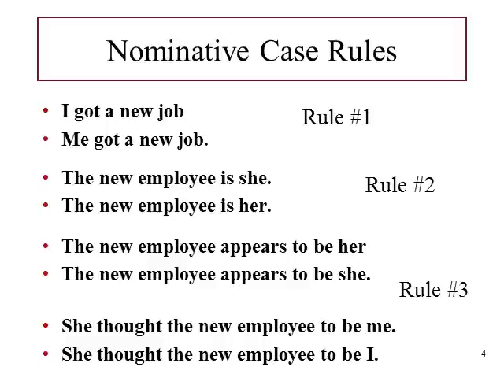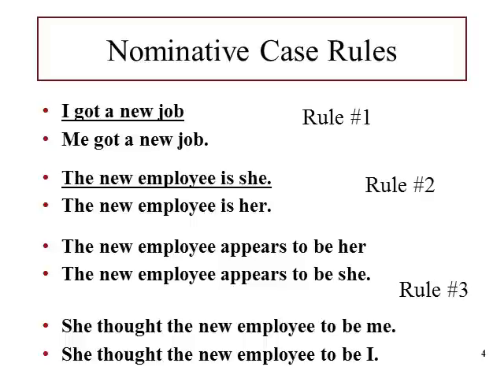Okay, let's take a look at the nominative case rules. The first two: I got a new job, or me got a new job. Hopefully one of these sounds like the right choice. I got a new job, and that will be rule number one. Let's take a look at the second one. The new employee is she, or the new employee is her. Now, one of these might sound right, but only one is grammatically correct. And the answer here is actually the new employee is she. That will be rule number two.